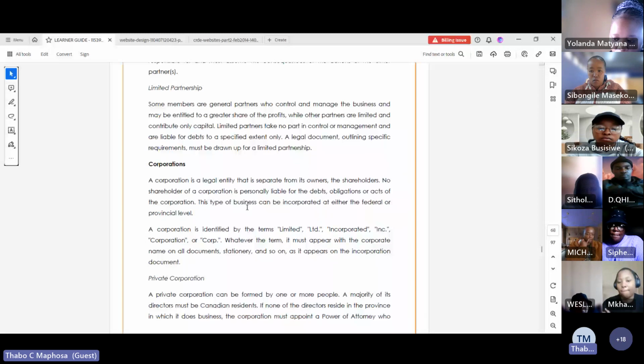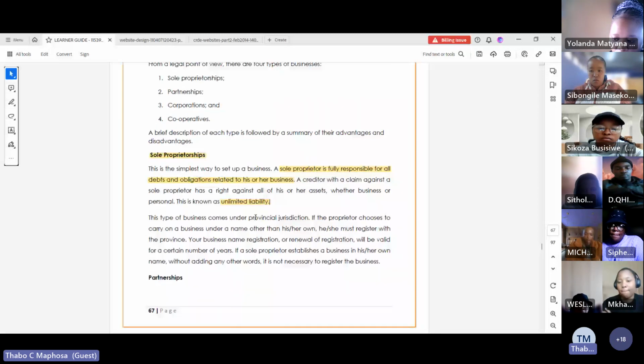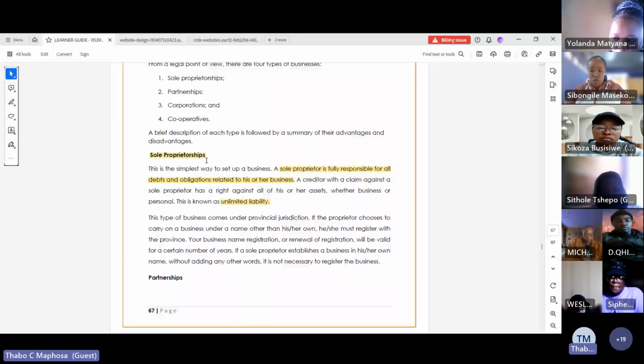But one thing that we know about a sole proprietorship is that it's a business run by that one person, and the person that runs that business is the one responsible for each and everything that happens in it. Notice here, it's saying that a creditor can bring a claim against a sole proprietor. A claim against a sole proprietor is a right against all his or her assets, whether business or personal. This is what I was talking about. This is known as unlimited liability.